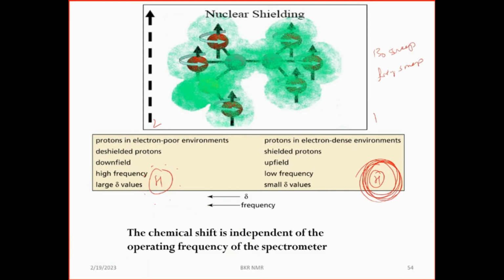In field sweep, what I do is keep the frequency constant and sweep only the field. The technique follows that. Suppose the radio frequency I give is 60 hertz. I have given a radio frequency of 60 hertz. Suppose at 60 hertz the proton is precessing.